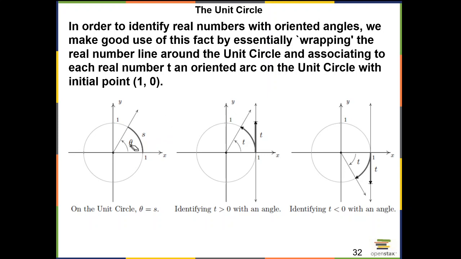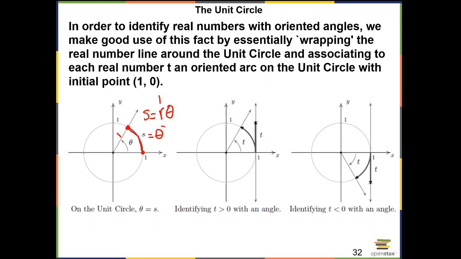Now remember that for an angle right here, if the radius is 1, then the arc length from here to here is given by r times theta. But if the radius is 1, then the arc length is the same as the theta in radians, right?